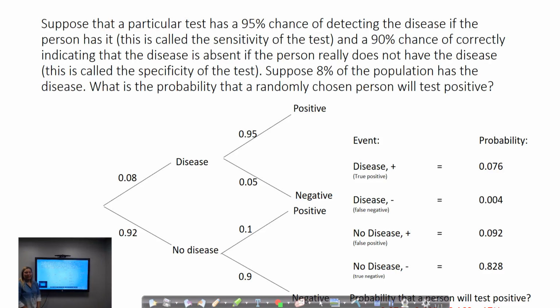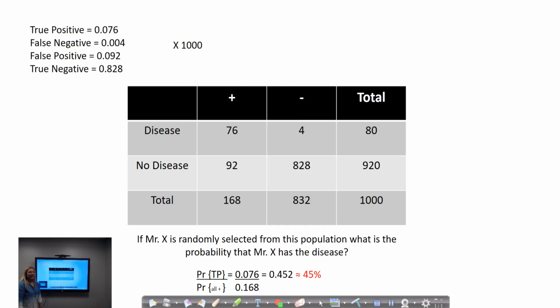So the probability that a person that takes this test is going to test positive is about 17%, because you have your true positives plus your false positives added together. About 17%. To form that into a contingency table, you take all of your percentages and multiply them by 1,000 to get rid of the decimal.